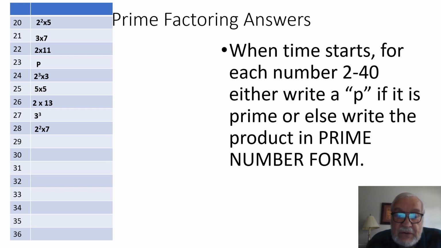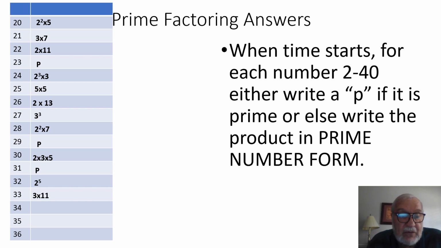29 is not in the 2s, not in the 3s, not in the 5s, nor is it in the 7s, so it's prime. 30 is 6 times 5, but 6 is not prime, so it's 2 times 3 times 5. 31, not in the 2s, not in the 3s, not in the 5s, not in the 7s, it's prime. 32 is really tough. It's 4 times 8. There's 2 2s in the 4. There's 3 2s in the 8, so that becomes 2 to the 5th.